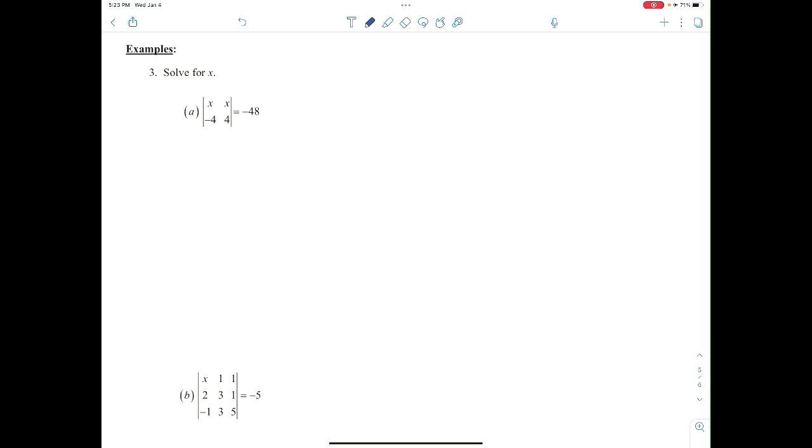Okay, let's solve for x using these determinants. So, using our determinant, we know we have x times 4, so 4x minus negative 4x equals negative 48. So 4x plus 4x equals negative 48. 8x equals negative 48. X equals negative 6.